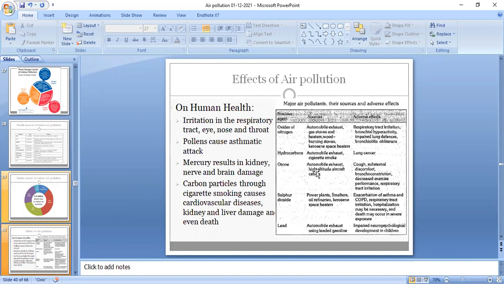Like ozone, its sources are automobile exhaust and high altitude aircraft cabins as already discussed. It causes respiratory tract problems. Sulfur dioxide, as already discussed, comes from power plants, smelters, oil refineries, kerosene, and space heaters. It causes exacerbation of respiratory tract symptoms and increased hospitalizations and emergency room visits. While the lead that comes from automobile exhaust using leaded gasoline and from paints causes impaired neuropsychological development in children, like a low intelligence quotient and low social development or antisocial behavior in children.